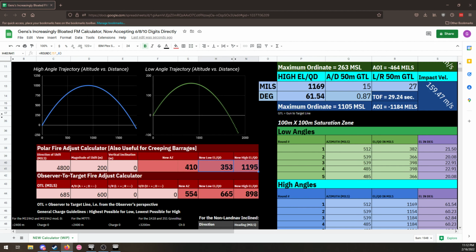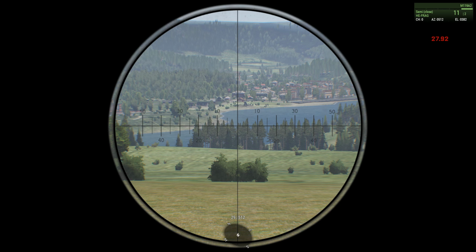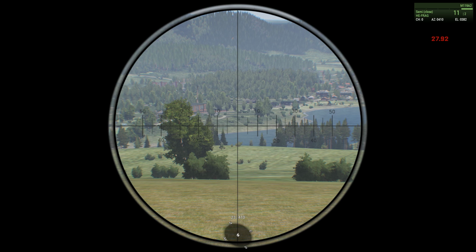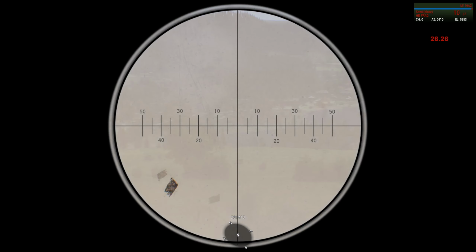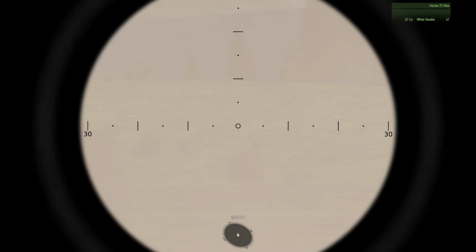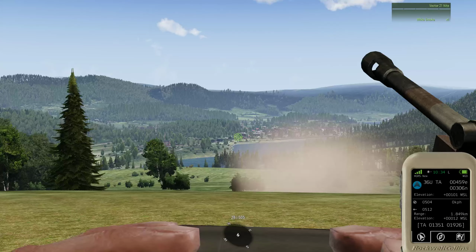So we can take these values, still on charge 0, mind you, and we can go back to the game, and we can go ahead and drag it over to 410 and 353, and we can fire another shot. We can hop off and watch the round as it sails in somewhere.